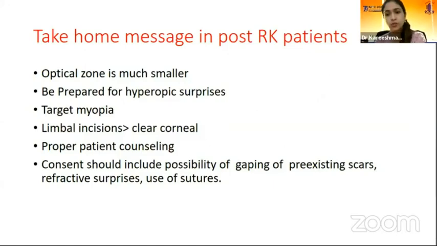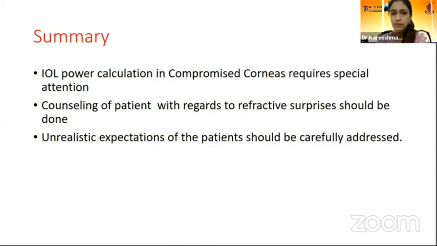So what I do is I usually target -1 myopia and take a slightly more limbal incision than a complete clear corneal incision. Also, always be ready for any of the incisions opening up. Explain that to the patient and always have a suture ready on standby, because the gape of the pre-existing wound may happen at any point during your phaco. Also try to keep your parameters as low as possible.